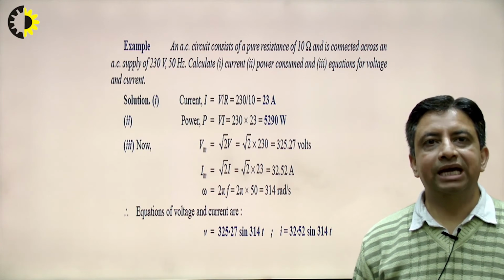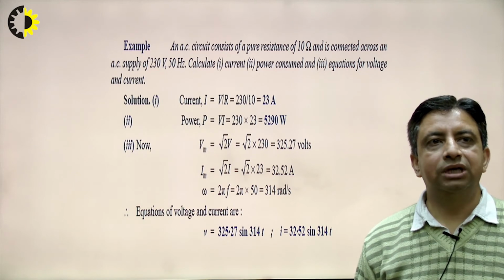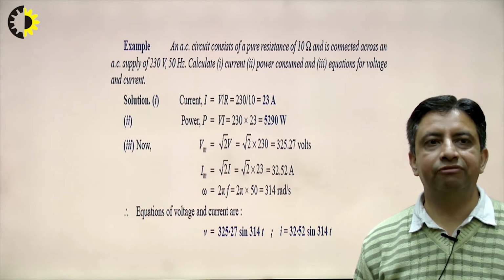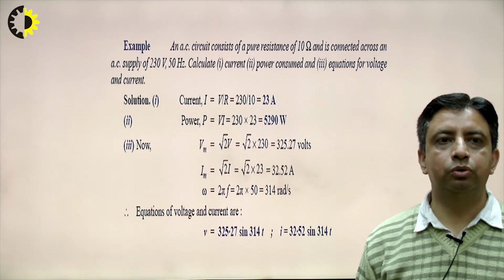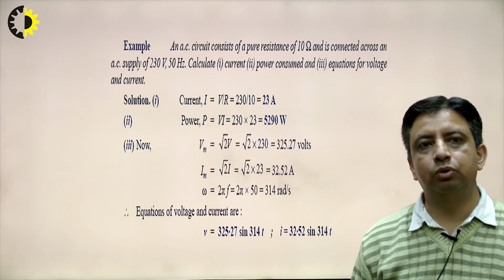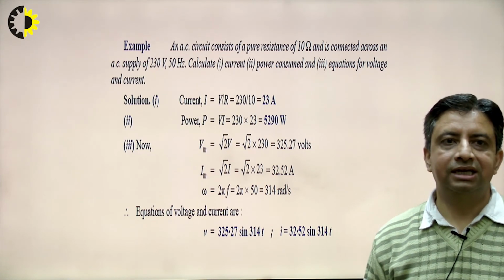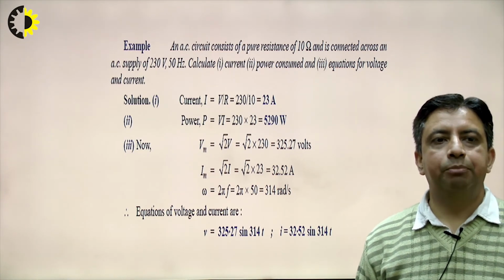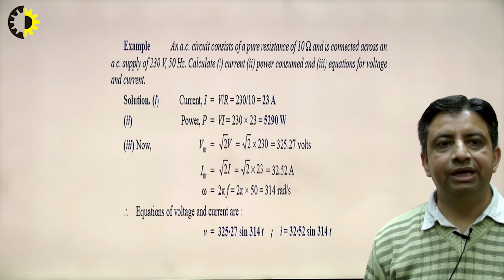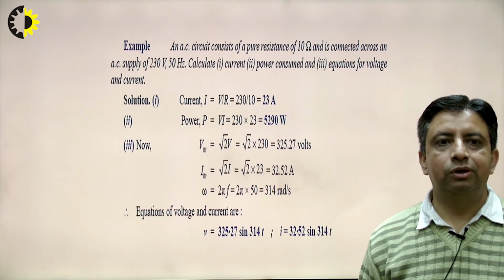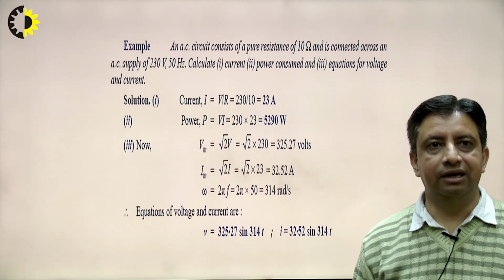Similarly, for finding out the expressions, we need the maximum values. So, we got this 230 as the RMS value. So, first we will convert it into maximum value. Again we will use the relationship Vm is equal to root 2 times V RMS. So, it comes out to be equal to 325.27. Similarly, maximum current it is 35.52. So, simply put these particular values in the standard expression, that is V equal to Vm sin omega t and I equal to Im sin omega t. So, we got these two expressions for voltage and current.